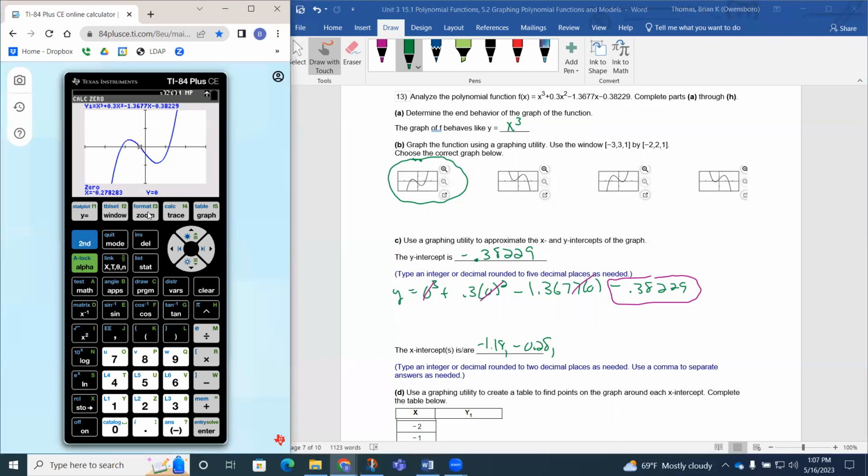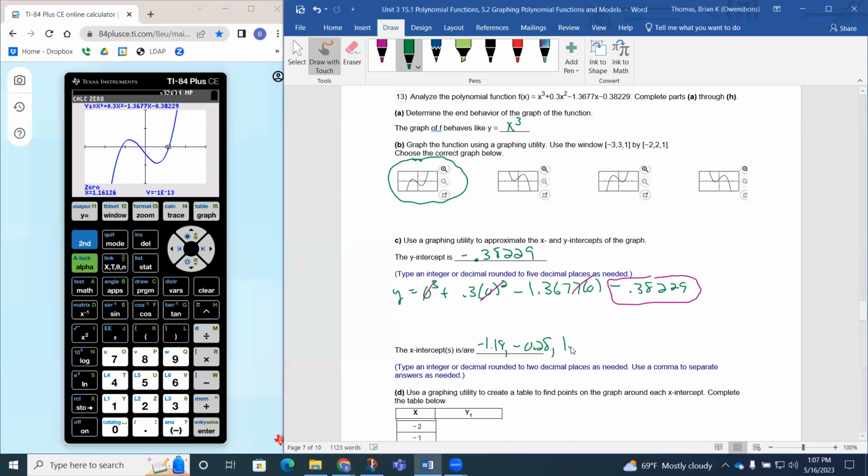So do this one more time, second calculate, zeros. Again, we want to be left again. Notice that these are all crossing, so these are all a multiplicity of ones. And we did get a third zero, which is 1.16 if we round to 2 decimal places.